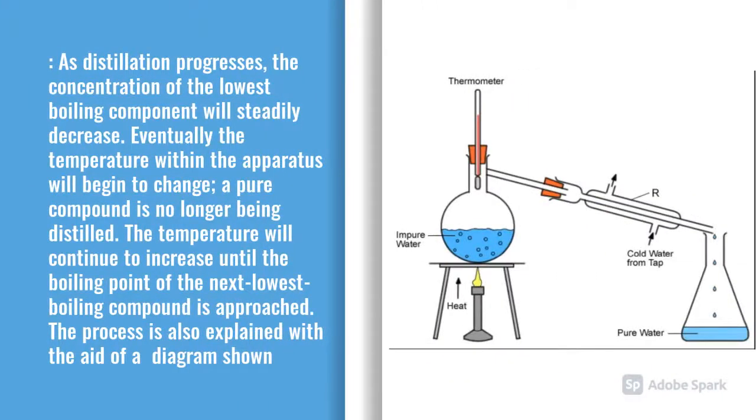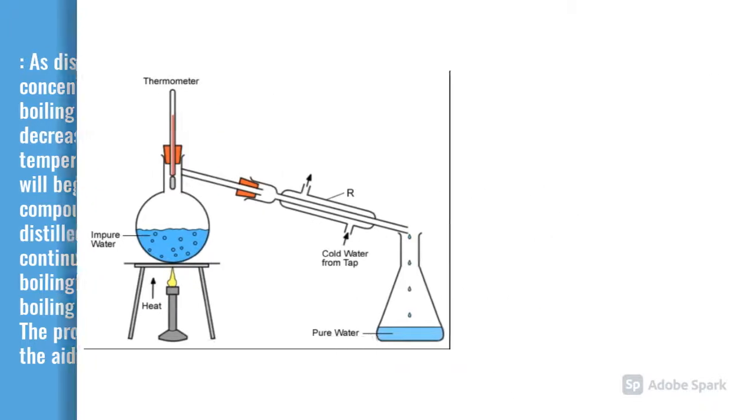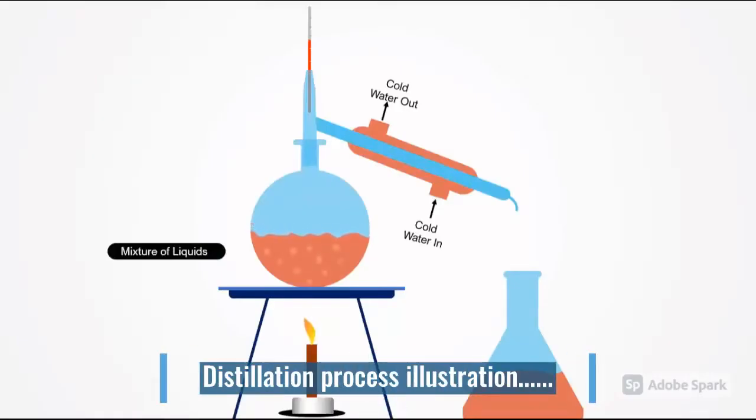As distillation progresses, the concentration of the lowest boiling component will steadily decrease. Eventually, the temperature within the apparatus will begin to change. A pure compound is no longer being distilled. The temperature will continue to increase until the boiling point of the next lowest boiling compound is approached. This is further explained with the aid of a diagram here. Here is the video for the distillation process.